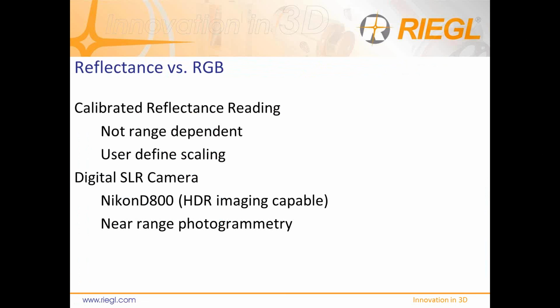Another attribute that all of us are going to see is RGB. All of our scanners are equipped with a Nikon D800, and as the technology improves, we will also use better cameras on top of our scanners. These cameras are really good; in my opinion, they're professional grade, so you'll get very good results. It also has HDR imaging capability. And of course, we use a 20mm lens, so it's considered a near-range photogrammetry system.